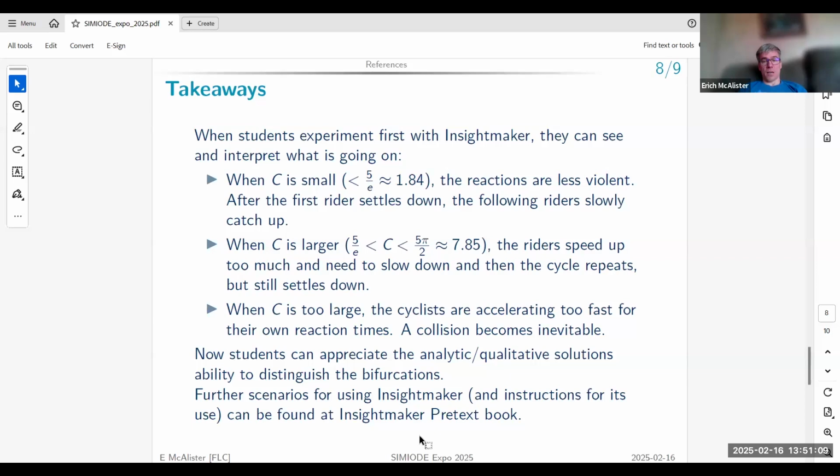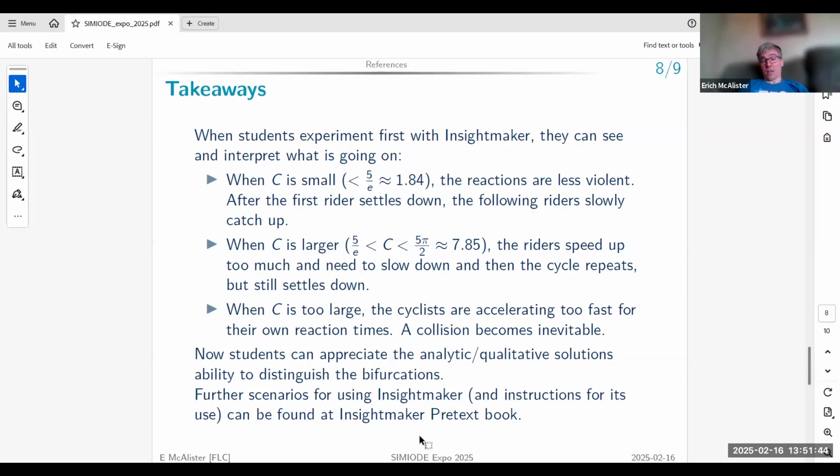A collision becomes inevitable. Now I have students work through the insight before they actually go through the analysis. Now they know what's supposed to happen, they work through the analysis, and then they can appreciate that the analytic methods actually predict more: they give the 5 over E and 5 pi over 2 that they just estimated with the insight previously.